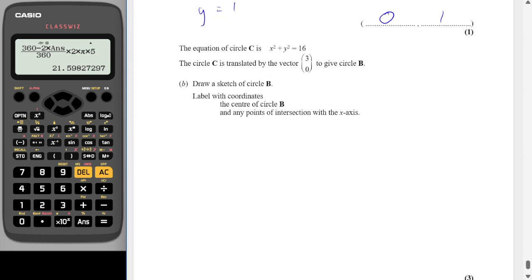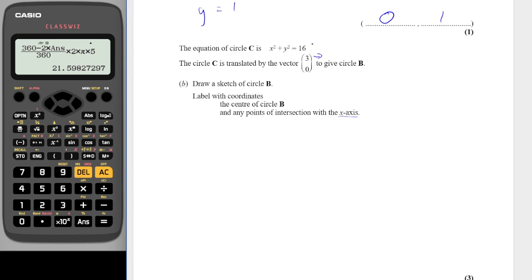Okay, the second part, the equation of the circle C is x squared plus y squared is equal to 16. Circle C is translated by a vector of 3, 0. So it's been moved across by 3. Come back to that in a second. Draw a sketch of circle B, labeling the center of the circle and any points of intersection with the x-axis.